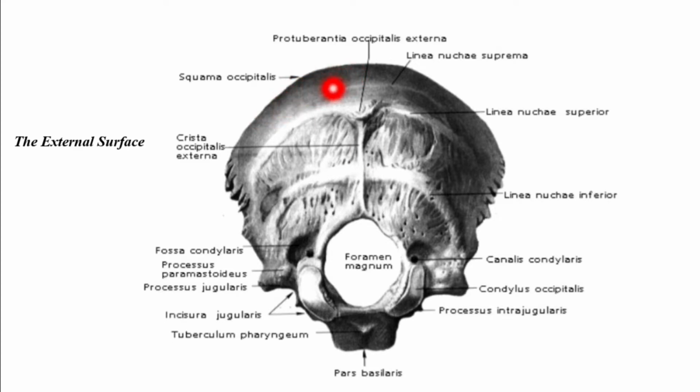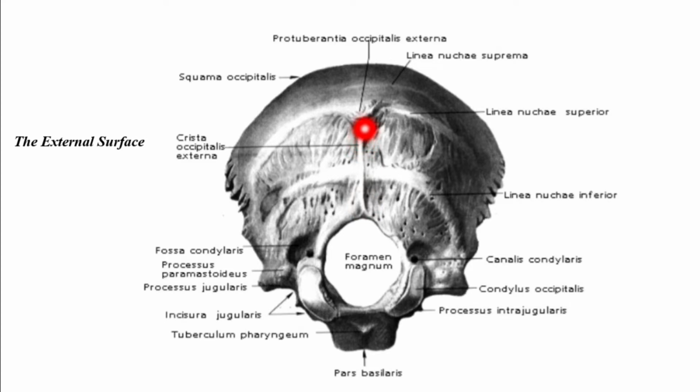So this is the external surface, right? This is squama occipitalis. On the external surface of the occipital bone, the most prominent part is this protuberance, called the external occipital protuberance, protuberantia occipitalis externa, right? If you go down straight, it forms a crista occipitalis externa, the external occipital crest, right? It extends to the foramen magnum here.